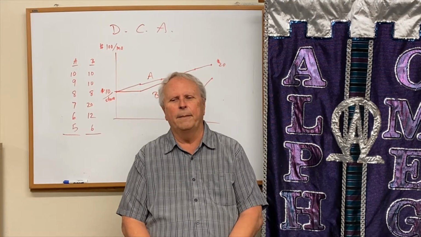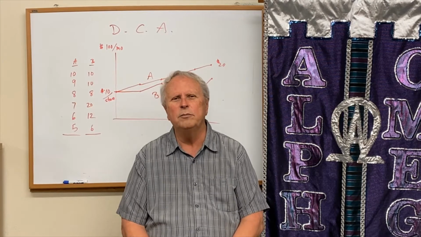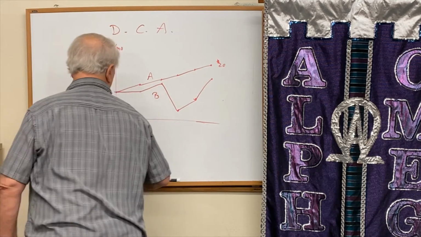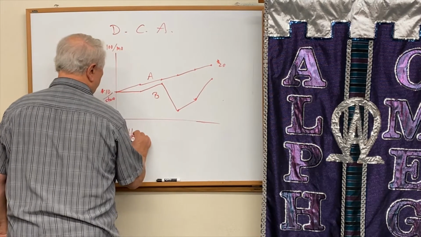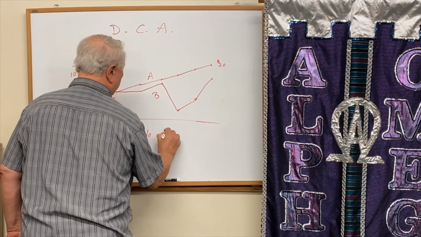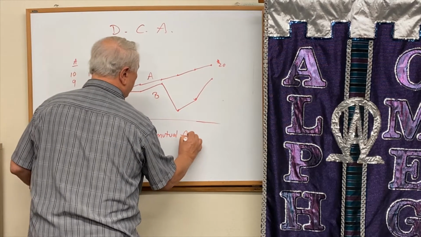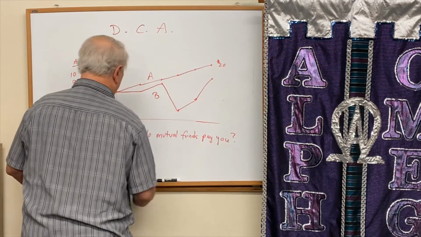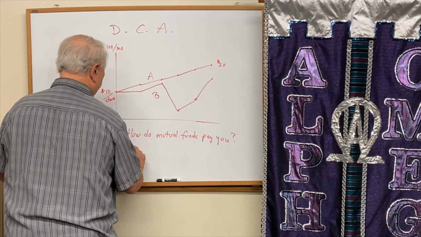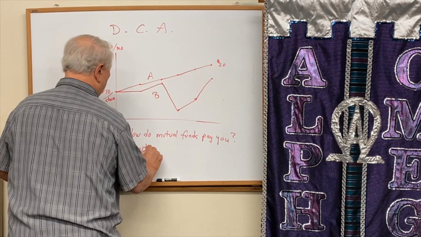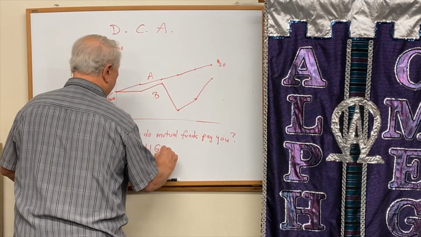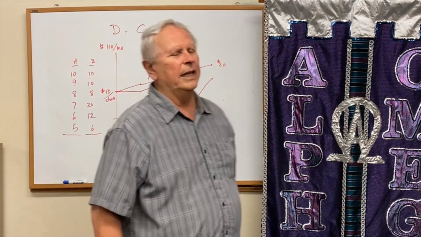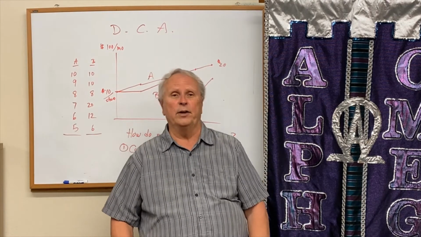But the way that you get paid in mutual funds is 3 different ways. So let me say, how do mutual funds pay you? Number 1, they're called capital gains. I like capital gains because capital gains are actual profit.